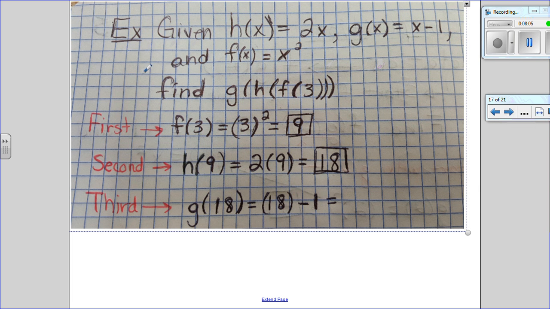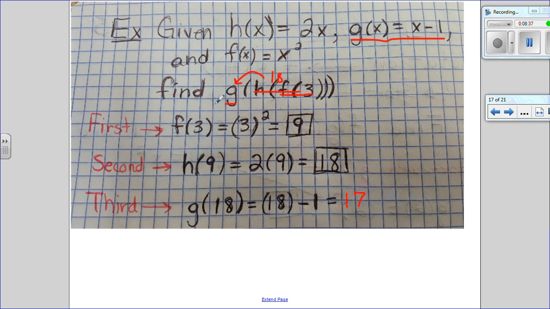Okay, last step is the third step, and we have g of 18 because that is the last one. So we've already taken care of the f, we've already taken care of the h, and this whole thing here came out to 18. So the last step is to plug this 18 into g. Okay, so we look at our g of x, which is this right here, and say this is just x minus 1. So where I have an x, I put an 18. 18 minus 1 is just 17.